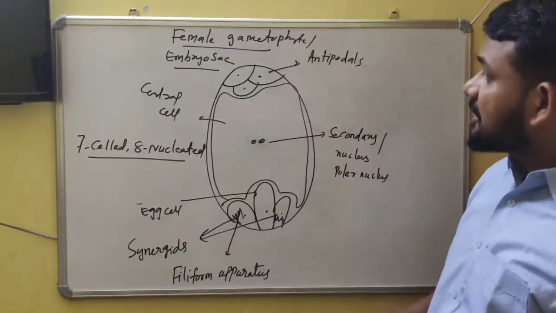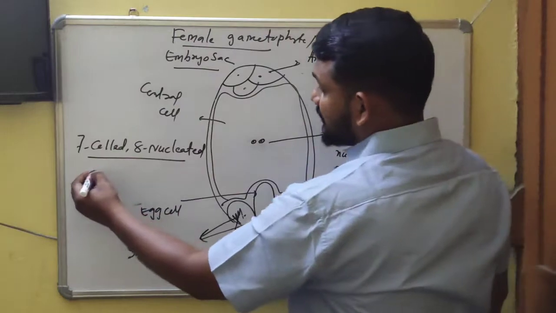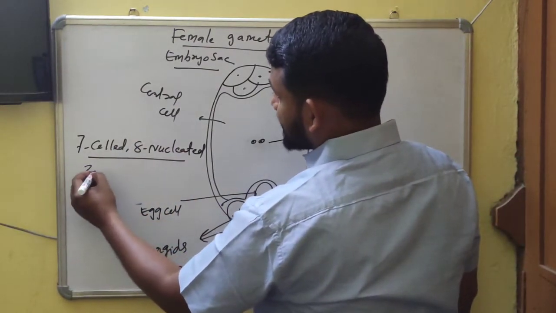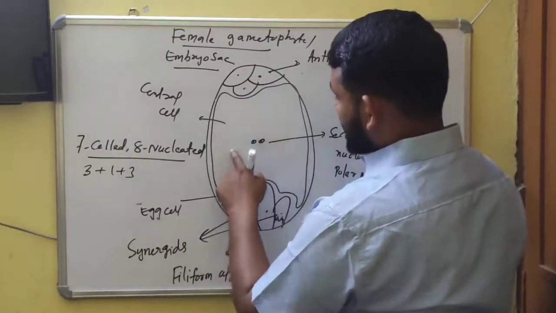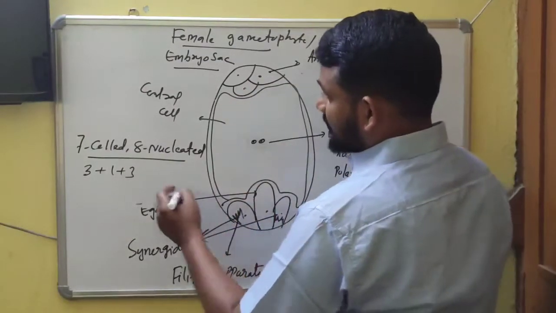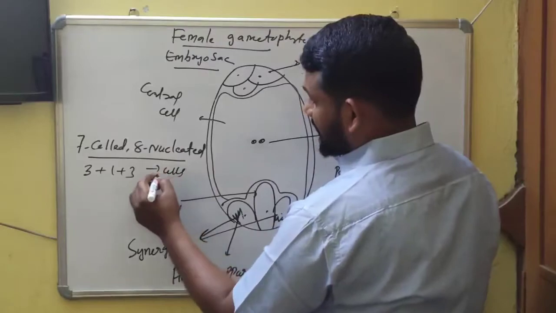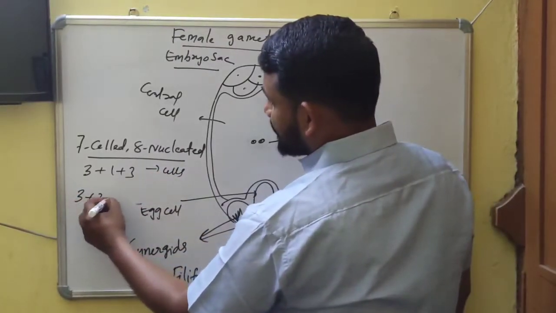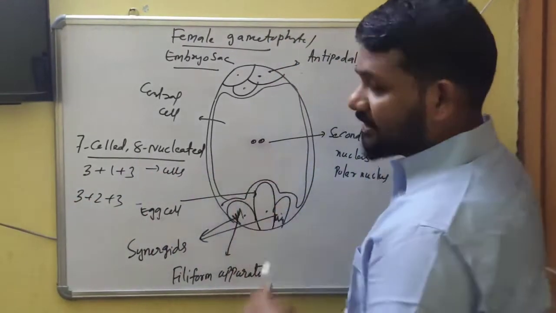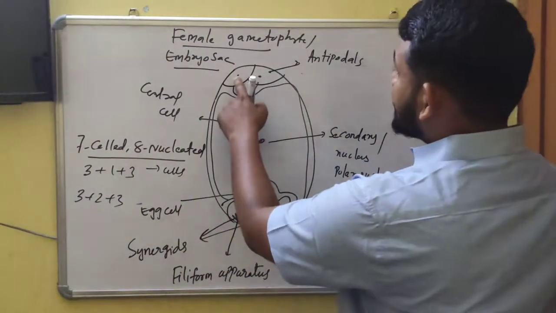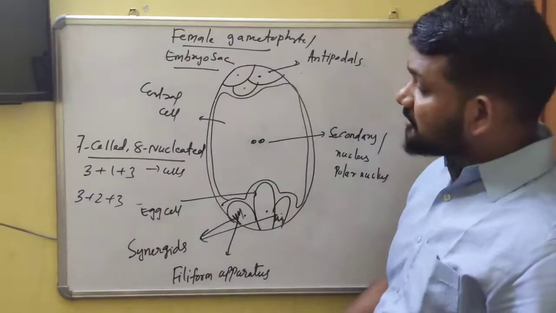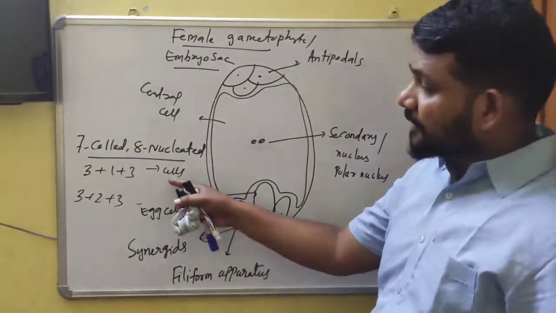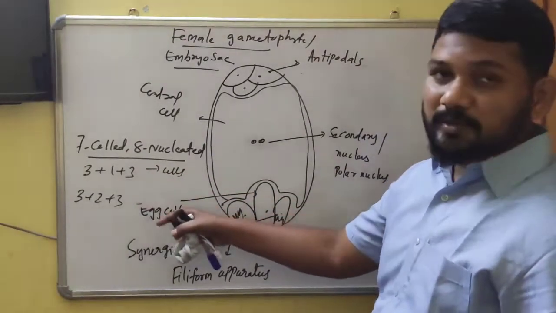In this type, the arrangement of cells is 3 plus 1 plus 3, because here 3 cells are present, this is 1 cell and these are the 3 cells. Arrangement of cells in the female gametophyte is 3 plus 1 plus 3. But the arrangement of nuclei in the female gametophyte is 3 plus 2 plus 3. Here 3 nuclei, here 2 nuclei and here 3 nuclei.